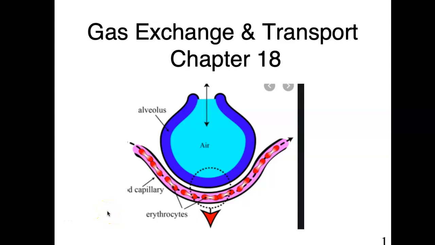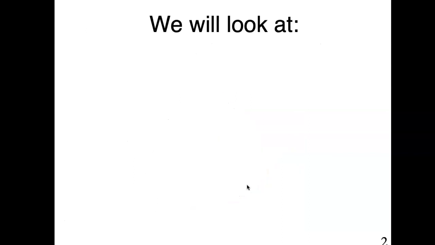Hi you guys, and welcome to chapter 18, gas exchange. So in this chapter we're going to be looking at, as this picture shows, what happens after air is coming into an alveolus and then it needs to cross over into the capillary, it needs to attach onto a red blood cell, it needs to be transported. So all that mechanism we'll be talking about, that exchange and that transport.